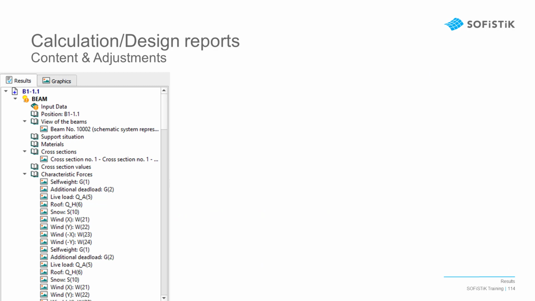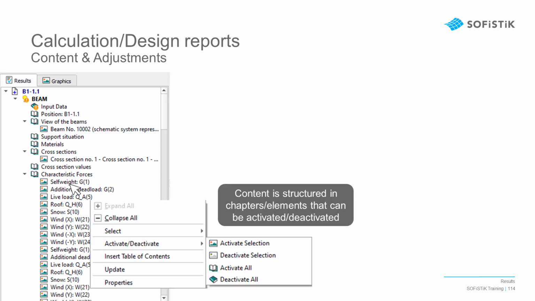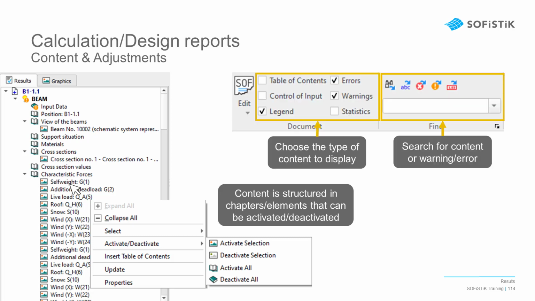Within the report, all the content is listed in the navigation menu on the left. You can activate or deactivate elements in that menu via a right-click to open the contextual menu. Such switching can be done for a single element or for specific types of elements. In the upper part of the report browser, you can switch on and off some other types of content and especially search for elements in the report.